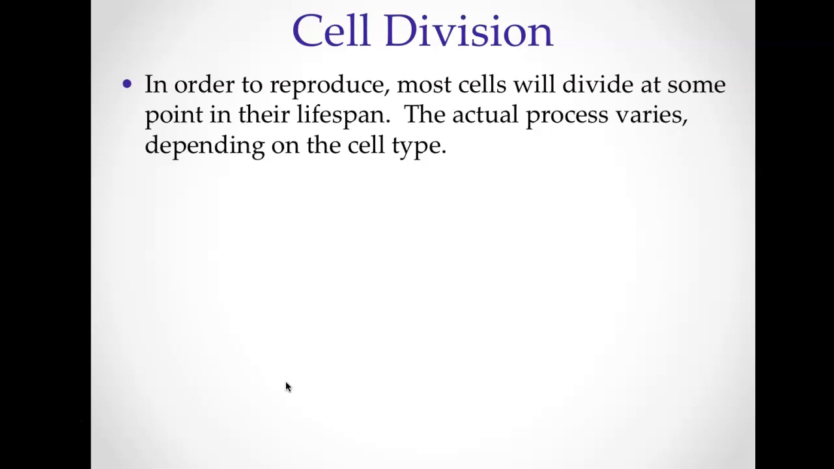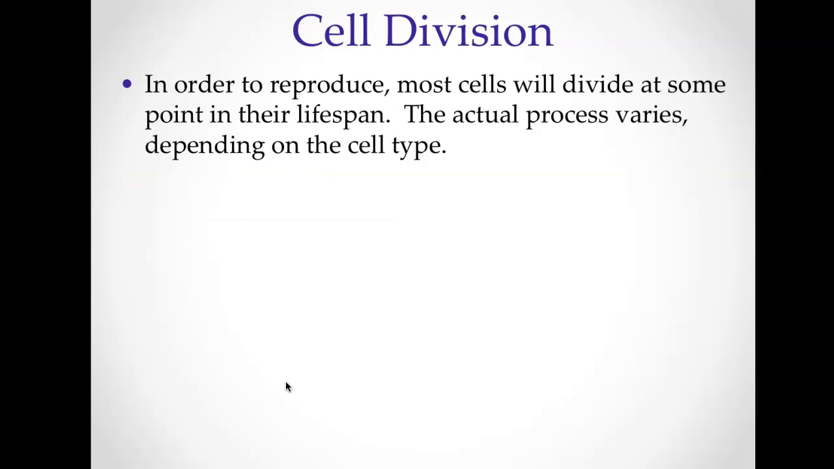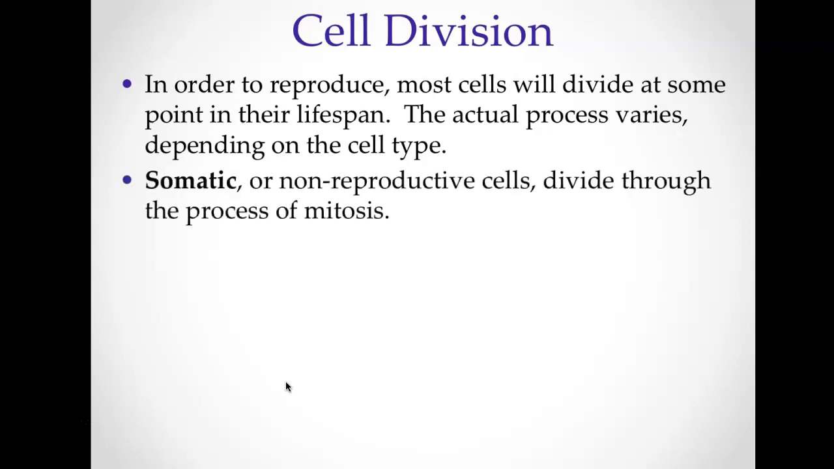And in order to reproduce, most cells are going to divide at some point in their lifespan. You do have some cells that are non-dividing. Muscle cells and your brain cells, your neurons, are actually non-dividing, but most cells are going to divide at some point in their lifespan. And the process is going to vary depending on the cell type. So like your skin cells are going to divide a lot faster than your heart cells or something like that. So it just depends on the type.